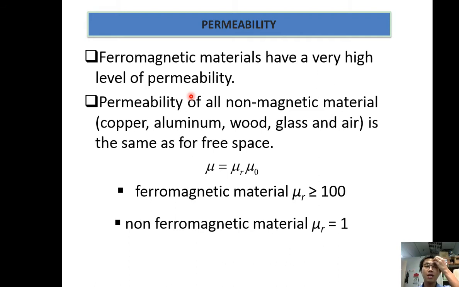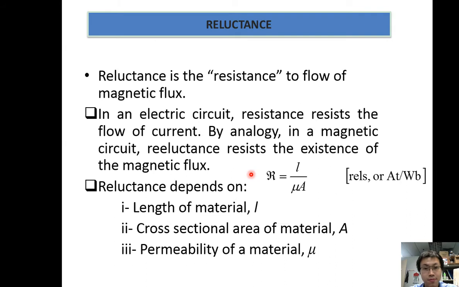has a very high level of permeability. So we have a non-magnetic material, for example, copper, aluminum, wood, glass, and air. It's the same as free space. So by using this equation, for ferromagnetic material, mu r is more than 100. For non-ferromagnetic, mu r is equal to 1. When mu r is equal to 1, mu equals mu naught. What is mu naught? Mu naught is the permeability of free space or vacuum.